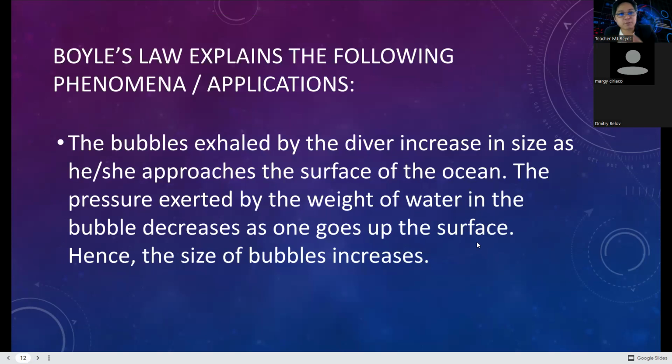Boyle's law explains the following phenomena, or these are the practical applications. The bubbles exhaled by a diver increase in size as he or she approaches the surface of the ocean. The pressure exerted by the weight of water on the bubble decreases as one goes up to the surface, hence the size of the bubbles increases. So if you blow a bubble underneath the ocean, you can observe that the bubbles become bigger and bigger.